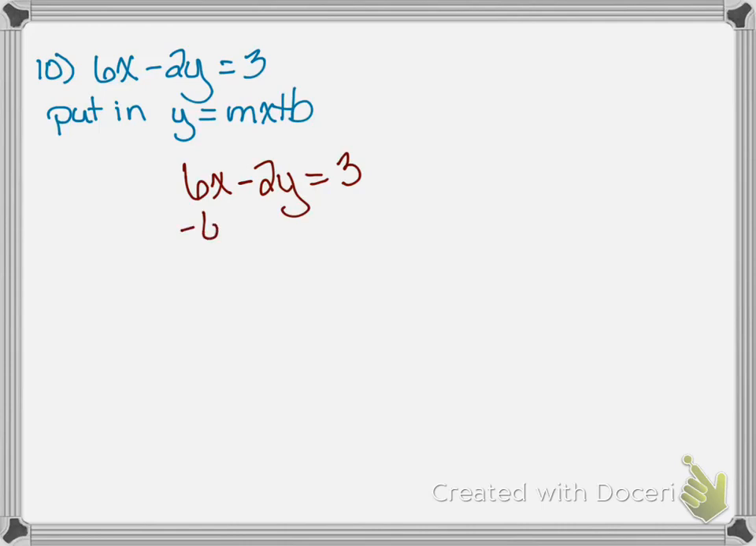So the first thing I'm going to do is subtract 6x from both sides. Now the danger here is dropping this negative. Do you see that negative 2y? All the time students drop the negative. So keep that negative with that 2y. Then I have negative 2y equals negative 6x plus 3.